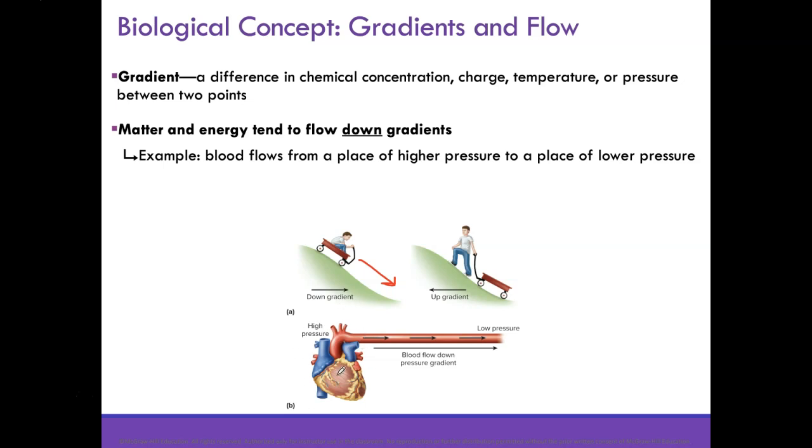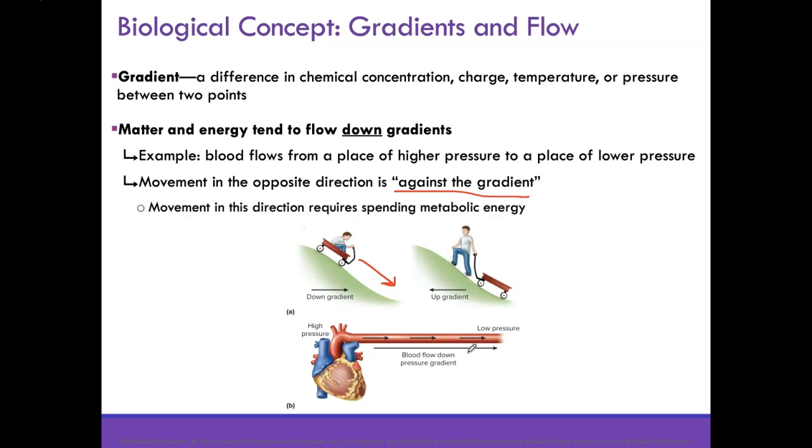In the body, blood flows from a place of higher pressure, right, from the aorta to lower pressure. It'll go down eventually from all the arteries into the capillaries, which have the lowest pressure. That happens by itself, just by default. That's matter and energy always going down by default. If you want to go in the opposite direction, or up, that's also called against the gradient, that's going to require energy, right? So to pull something up, you're going to have to exert a lot more energy than riding something down.